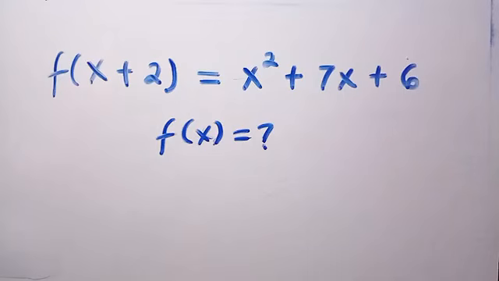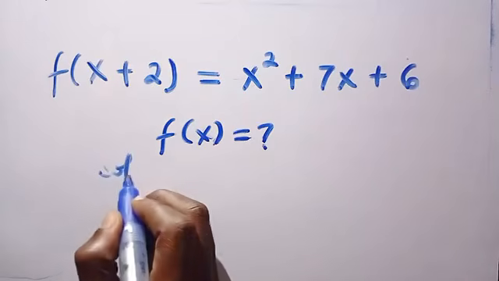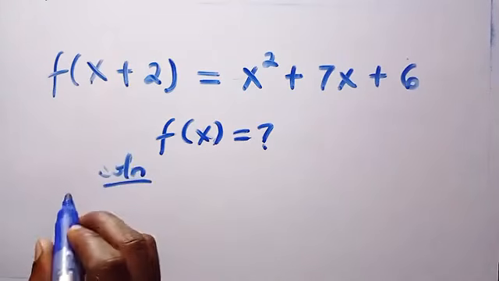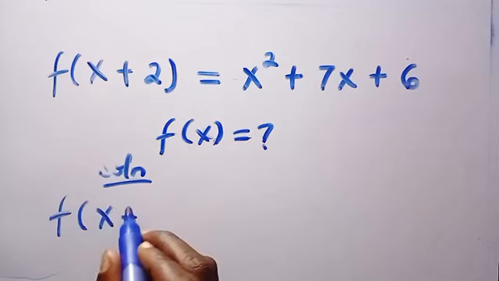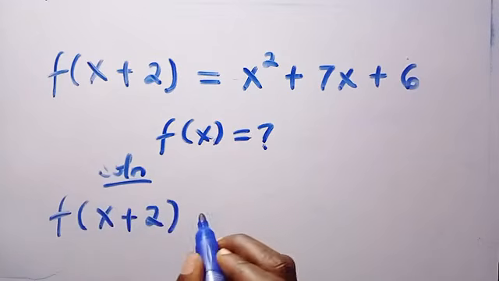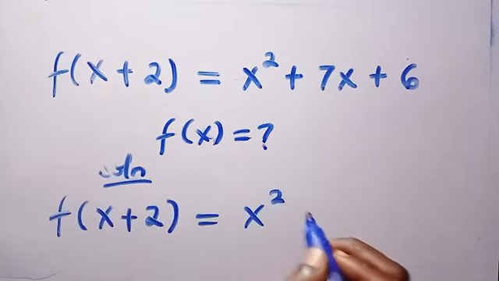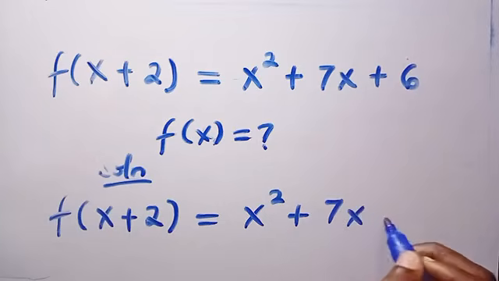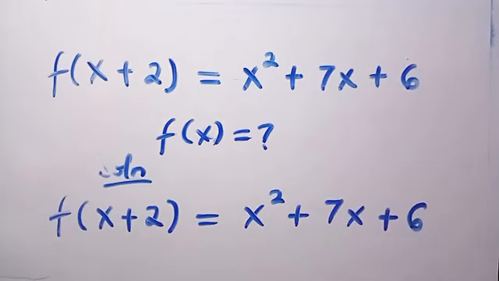Before I solve it further, if you can solve it, drop it in the comment box so that we share this together. If I consider the solution from here, from the question we have f of x plus 2 equals x squared plus 7x plus 6.